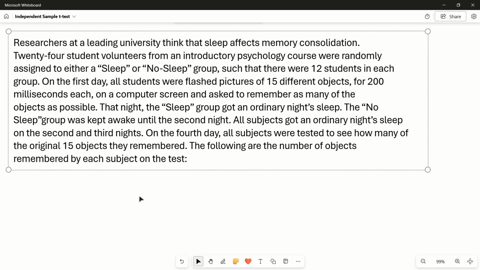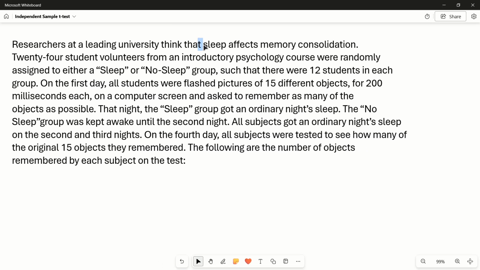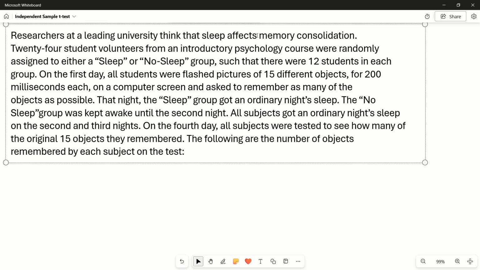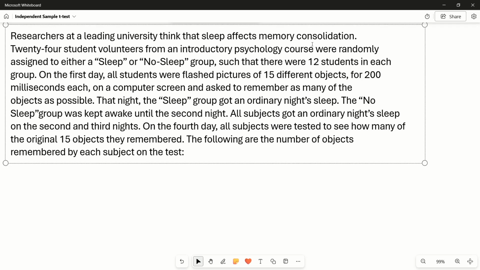So basically, they're testing a hypothesis that that initial sleep following the memory task is what's important, and that's what consolidates the memory, right? Their hypothesis is not that the no sleep group will do worse than the sleep group. Their hypothesis is that there'll be a difference. Sleep affects memory consolidation, right? That means you're not giving a direction. You're not saying that sleep improves memory. You're saying sleep affects memory. So we're using a two-tailed test here.